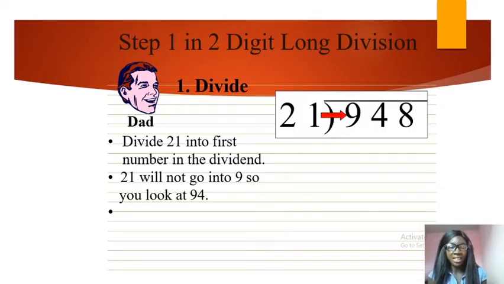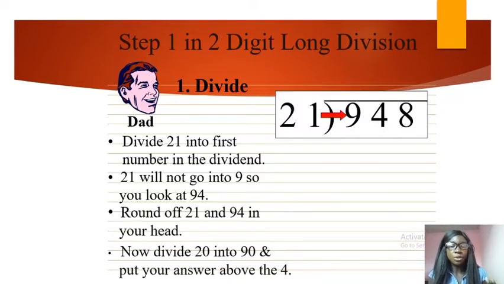Now daddy will make it easy for us, and daddy will say we should round off 21 and 94. Just memorize it quickly. So if you round off 21, the last digit, which is 1, is not up to 5, right? So it has to be 20. And if you round off 94 into a whole number, it has to be what?